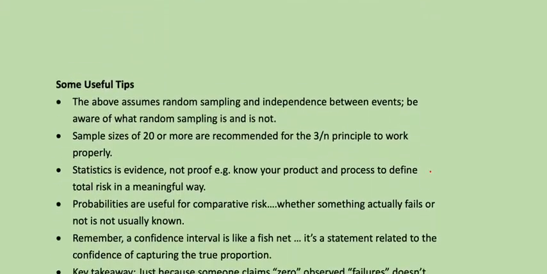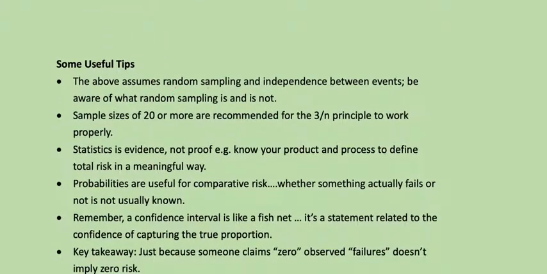So here are some useful tips on how to use this. The above assumes random sampling and independence between events. So you need to understand what random sampling is and is not. Sample sizes of 20 or more are recommended for the 3 over n principle to work properly. If it's too small, it just kind of breaks down. And keep in mind that this is a rule of thumb, something to help you along. Statistics is evidence, it's not proof. So when you're making a decision, this rule is just a piece of the bigger puzzle.